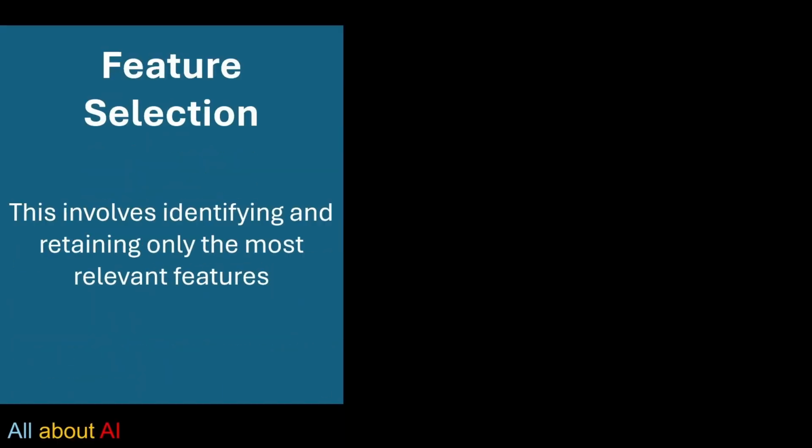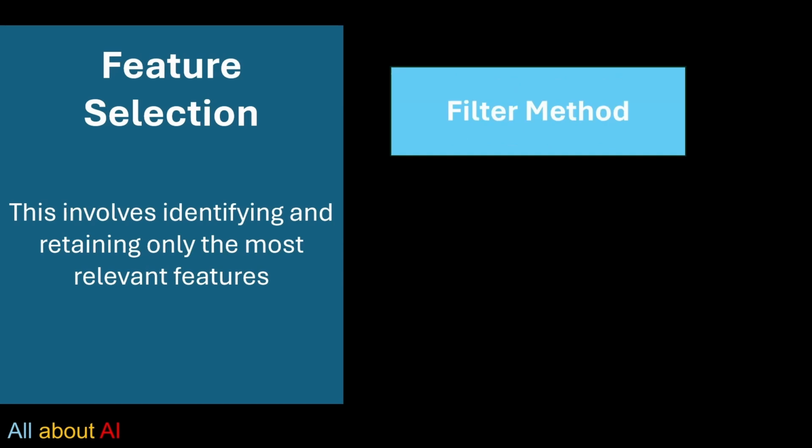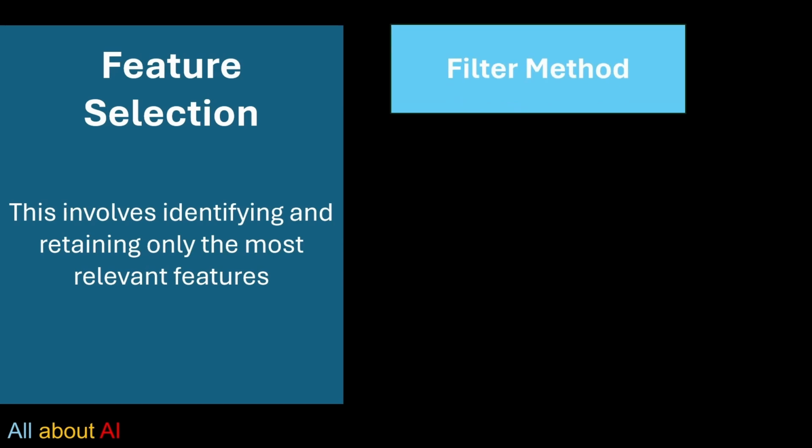Now let's take a look at various data reduction methods. Feature selection. This involves identifying and retaining only the most relevant features. So what are the methods available within feature selection? There is something called the filter method. This uses statistical techniques to evaluate the importance of each feature: Pearson correlation, chi-squares test, mutual information. All these are examples of the filter method.